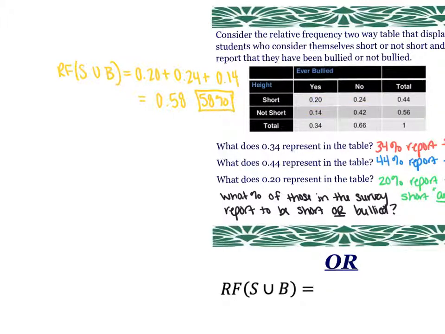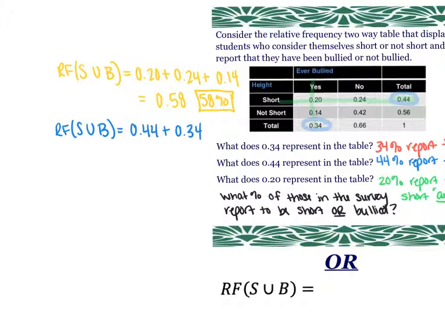Another popular way that we discussed was people who said, all right, I want all the people who are short or bullied. So I need to add up all the people who are short here. So I'm basically adding up these two numbers to get 0.44. And let's add up all the people who are bullied. So my big numbers here that I'm adding up are these two numbers. So I'm saying relative frequency of short or bullied is going to be this 0.44 plus the 0.34.